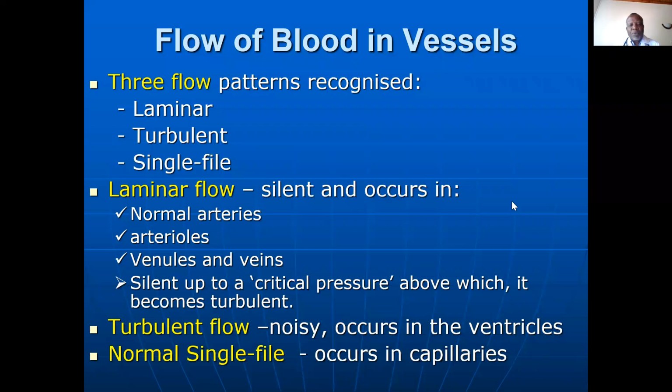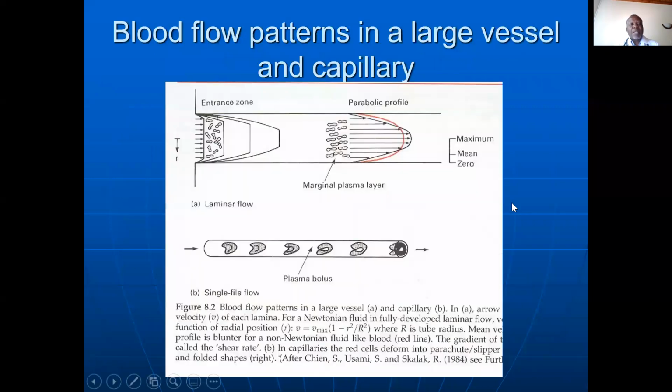I'll then move to another set of slides just to explain what I have explained so far. That is looking at laminar flow and also single file. In terms of laminar flow, if this is the tube and this is the red blood cells, the cells along the wall of the vessel tend to be subjected to much higher resistance, and therefore their velocity is reduced. That's exactly what is explained in this particular diagram.